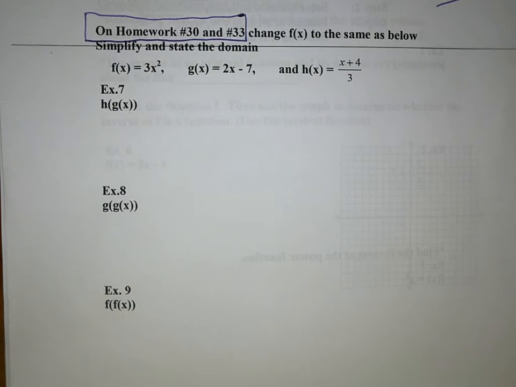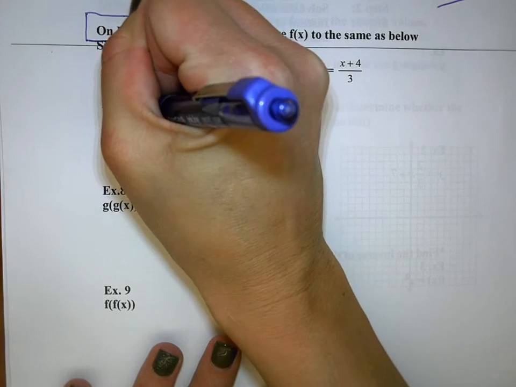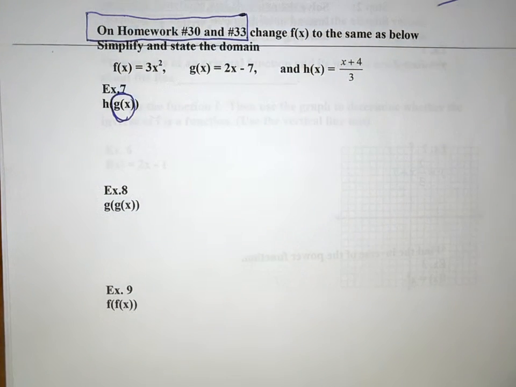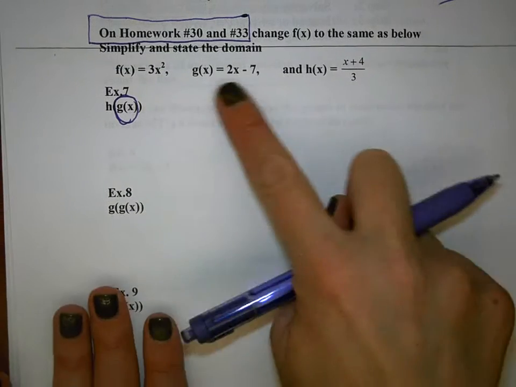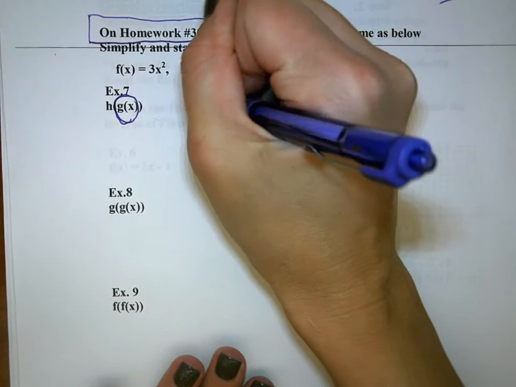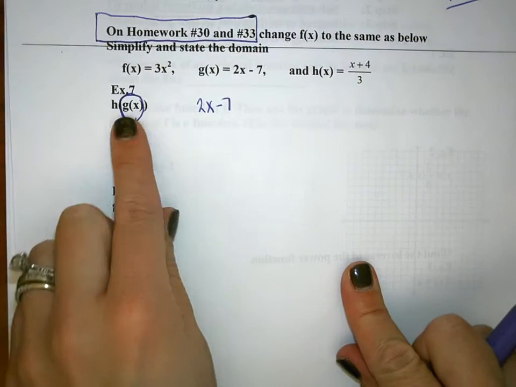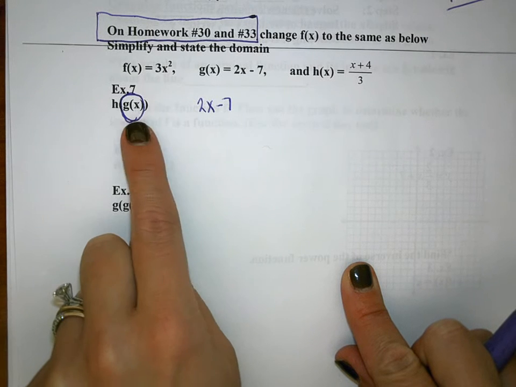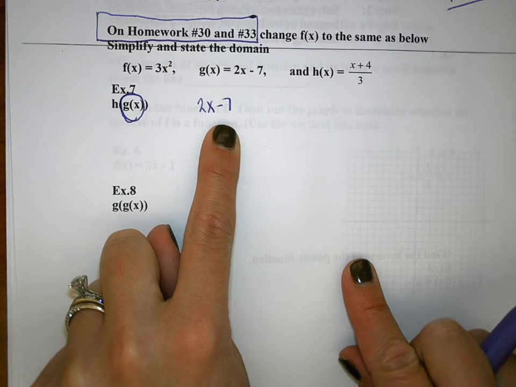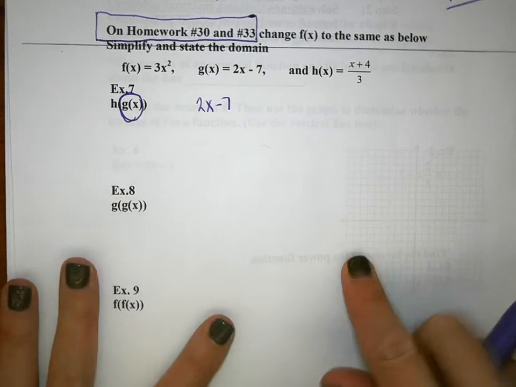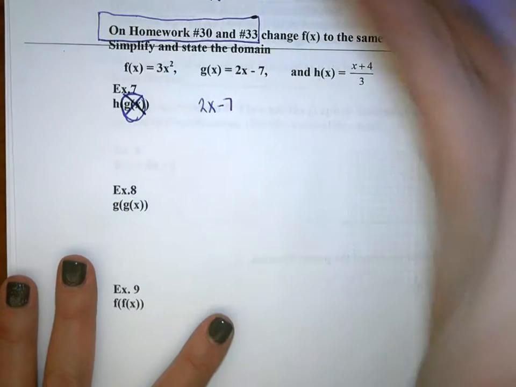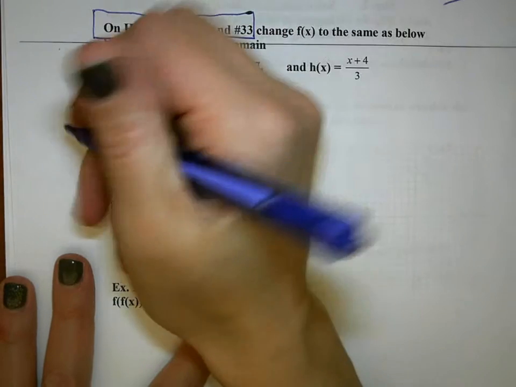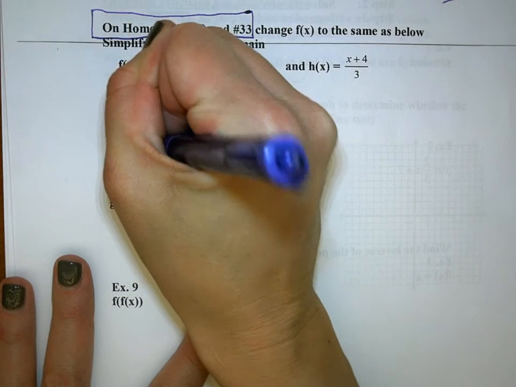Okay, so example 7. We start with our innermost parentheses. So hopefully you see the innermost parentheses here are g of x. So we go to our g of x equation, and g of x equals 2x minus 7. And if we were substituting x in for the x in here, it's not changing anything. So my answer for g of x is just 2x minus 7. So that means I cross out my g of x, because now I know that g of x actually is 2x minus 7. So now I'm finding h of 2x minus 7.